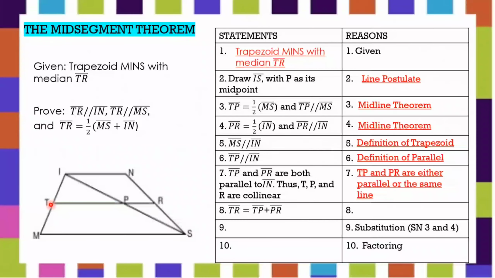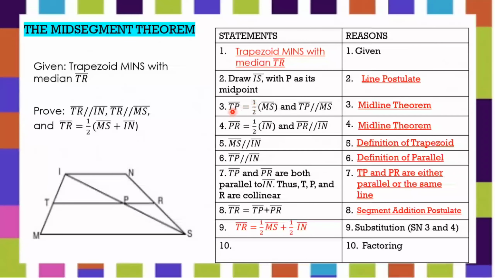So this segment, we have segment TR, is equal to TP plus PR. So yung buong segment na ito, itong TR, is equal to TP plus PR. So for what reason? We have the segment addition postulate. Okay? So for number 9, we have TR is equal to 1/2 MS plus 1/2 IN. So under what reason? We have substitution from statement numbers 3 and 4.